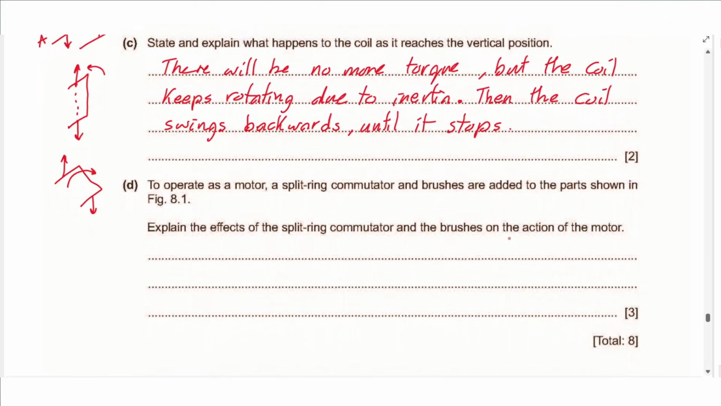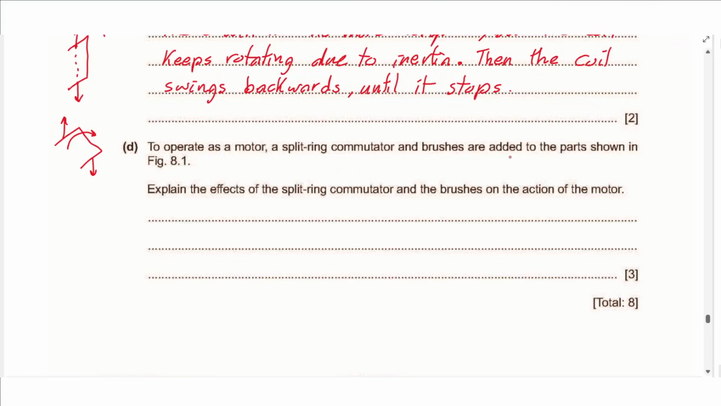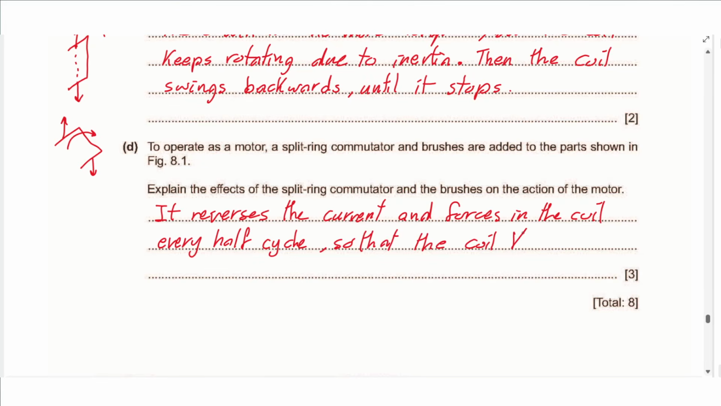Question D says, to operate as a motor, a split ring commutator and brushes are added to the ports shown in figure 8.1 to solve the problem of the swinging and then stopping coil. Explain the effects of the split ring commutator and the brushes on the action of the motor. First, we need to say the function of the split ring commutator, which is that it reverses the current and the forces in the coil every half cycle, so that the coil keeps rotating in the same direction and does not just rock forward and backward until it stops.